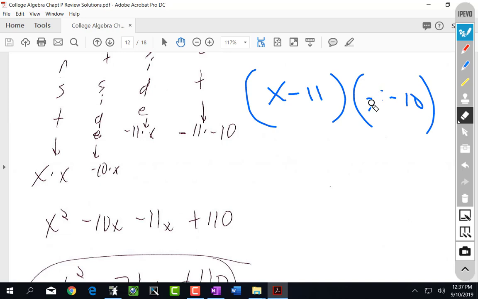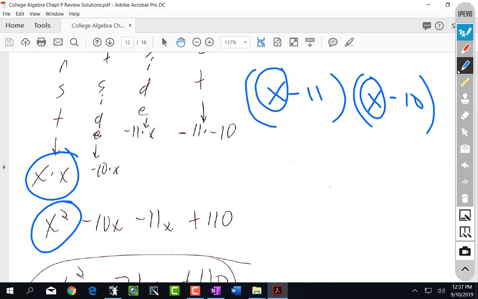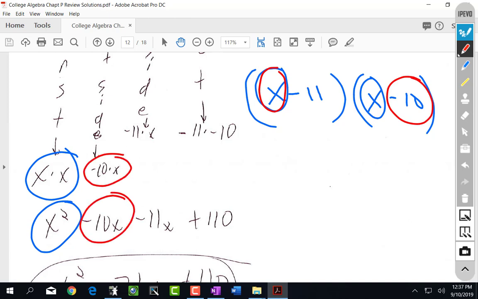And I'll make this x look a little bit better real quick here. So notice here's my firsts, which would be these two right here. That's x times x, which is going to give me x squared. My outsides is going to be these two right here. So I got x, and I've got a negative 10. So that's negative 10 times x, that's negative 10x.